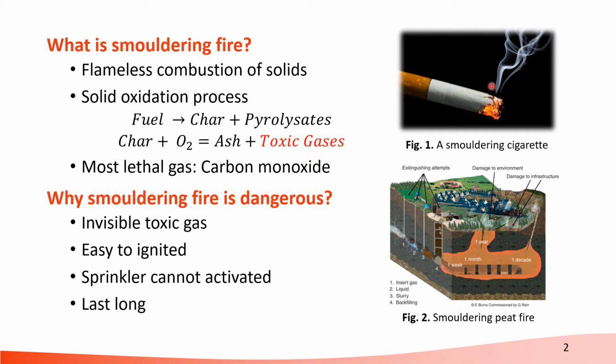As you can see, there is little flame and it only releases some white smoke, which should be water vapor. Smoldering fire is a solid oxidation process, and the fuel, just like a cigarette, will become char and pyrolysis, and the char and O2 will become some ash and release some toxic gases.